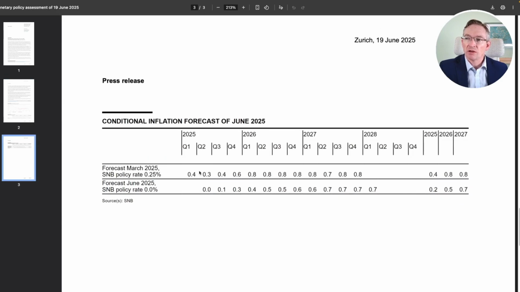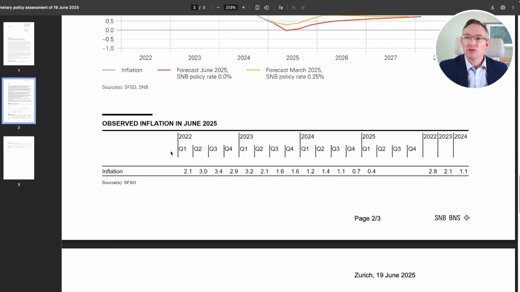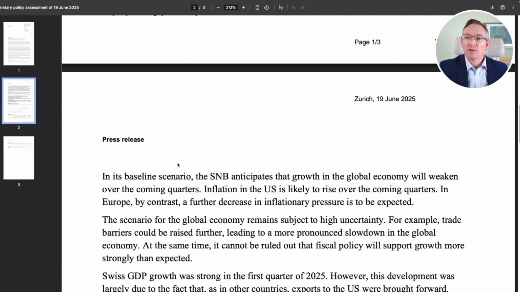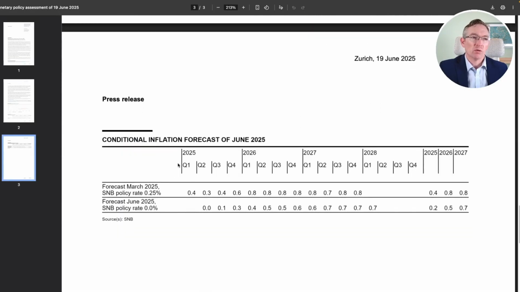In March 2025, they had inflation at 0.8, 0.8, 0.8 for all of 2026. Look, and then it's gone down to 0.4, 0.5, 0.5, 0.6. So by looking at these conditional inflation forecasts, you can get an idea of what the SNB is thinking for inflation moving forward, and that can be very helpful. It helps you to see that.